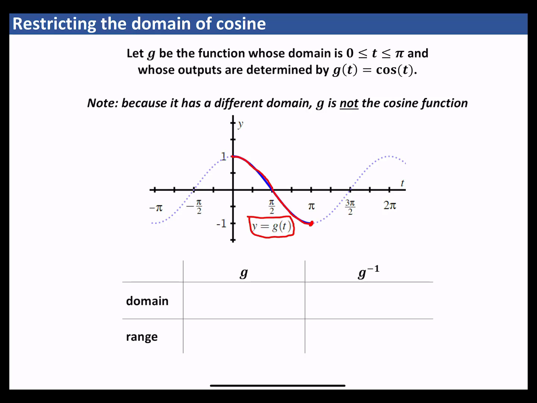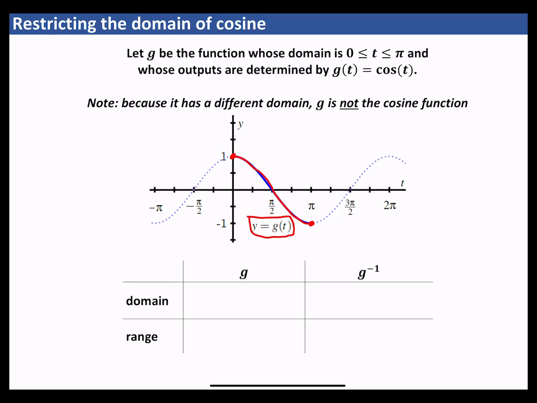Also of importance, notice that because the cosine function is periodic, it does not pass the horizontal line test, and thus the cosine function on its full domain does not have an inverse function. However, the graph of g, which is the cosine function with a restricted domain between 0 and pi, does pass the horizontal line test. That means we can consider an inverse function for the cosine function with a restricted domain.